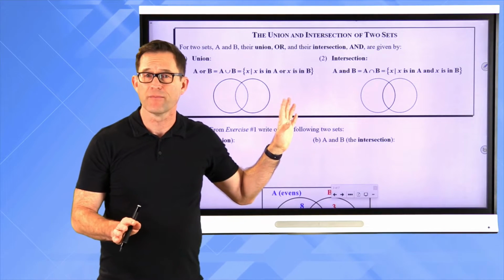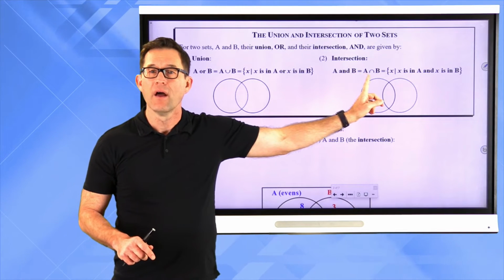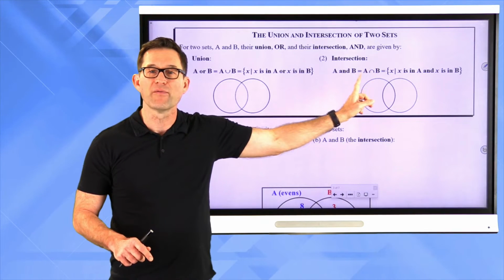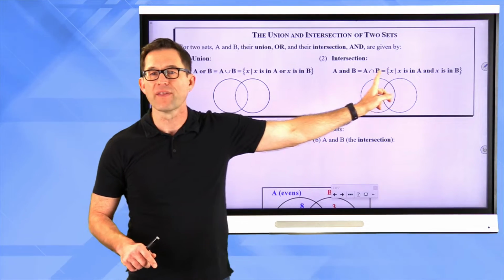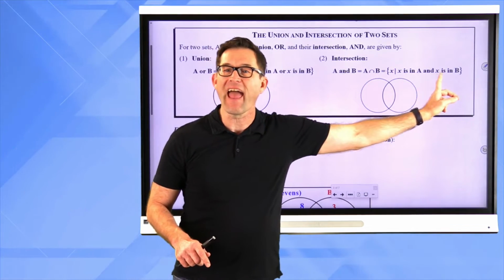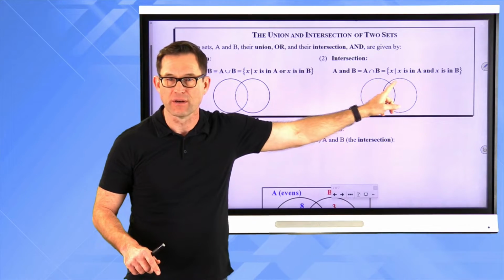And it doesn't matter. Now the intersection, A and B, all right, and then we take that little U and we flip it upside down, all right, those are all the elements that are both in A and B. That is literally the overlap region, okay?